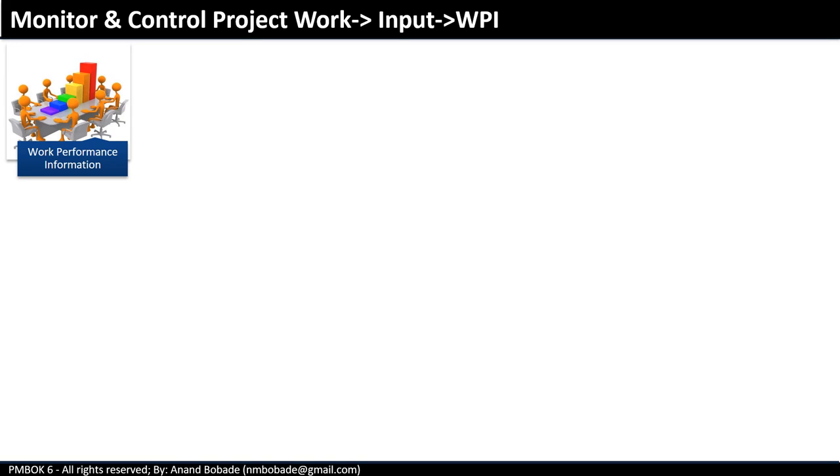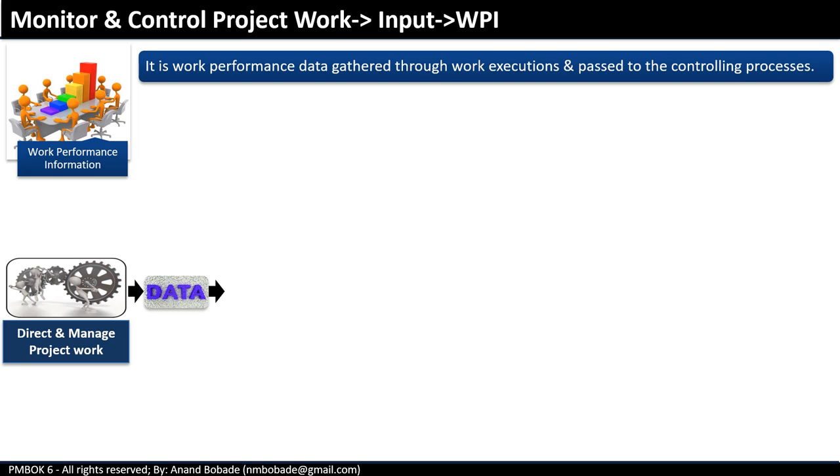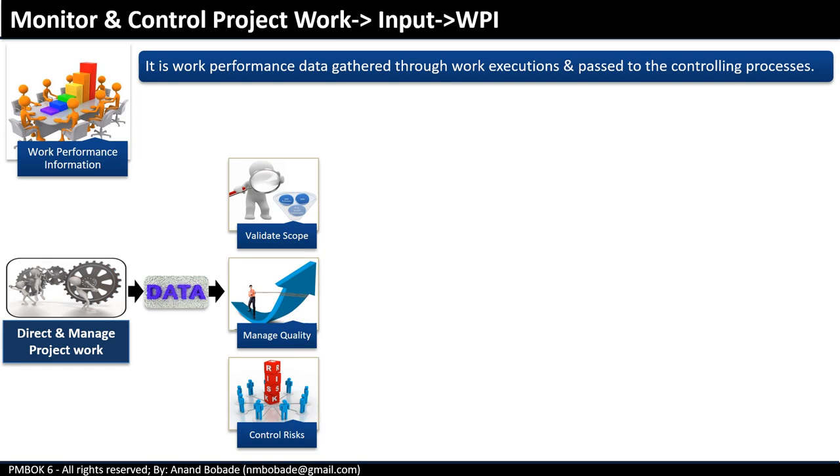Work performance information. First, let's understand how WPI is created. Work performance data is gathered through various execution processes and passed on to controlling processes. For example, work performance data is generated when deliverables are created in the direct and manage project work process. And this data is passed down to controlling processes. In this example, validate scope, manage quality, and control risk are all controlling processes.